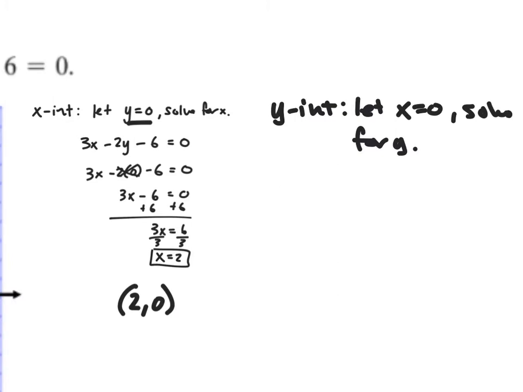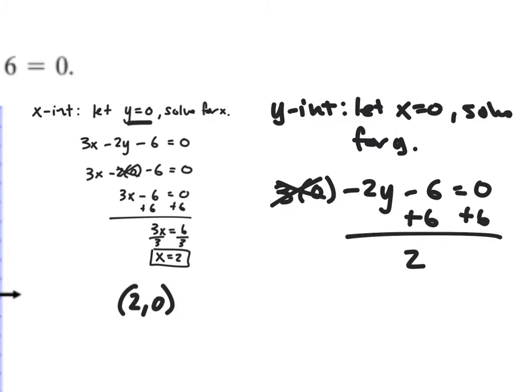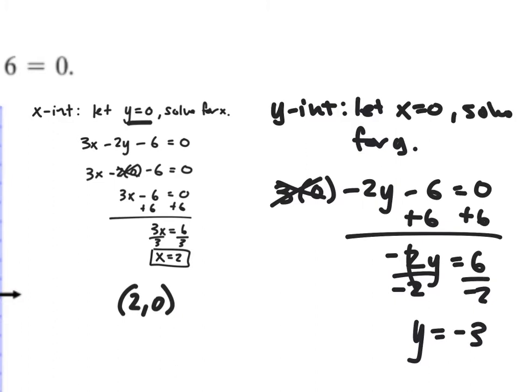Okay, and so I'm going to do 3 times 0 minus 2y minus 6 is equal to 0. So 3 times 0 is just going to give me 0. I'm going to add 6 to both sides. So we get negative 2y is equal to positive 6. Now I'm going to divide by negative 2 on both sides. And so we get that y is equal to negative 3.